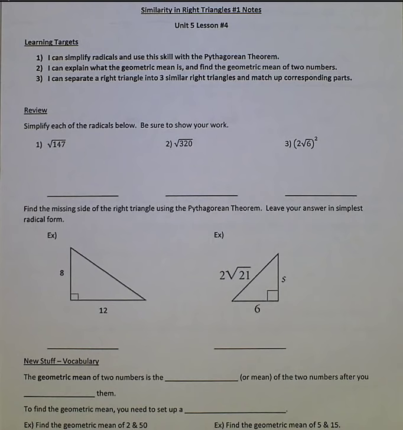At the end of this video you should be able to simplify radicals and use the skill with the Pythagorean theorem. You should be able to explain what a geometric mean is and to find the geometric mean of two numbers. And you should be able to separate a right triangle into 3 similar right triangles and match up the corresponding parts.